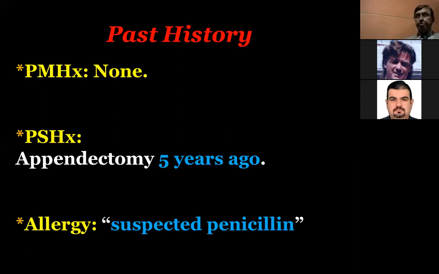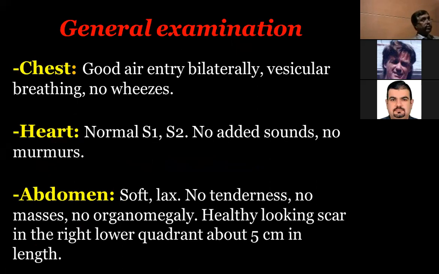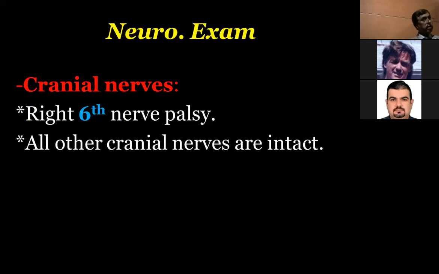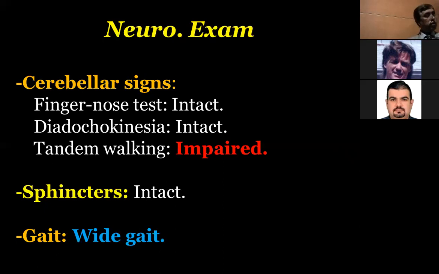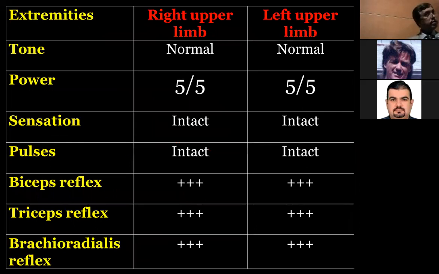Vital signs were okay, he was not feverish. General examination was normal, Glasgow Coma Scale 15 over 15. He had sentinel palsy. He was closing his right eye because when you see double vision, you try to close one eye to see one vision. So that's why he has this appearance. His facial nerve was intact. He had tandem walking impaired. He had wide gait. He had imbalance. Yet the power in his upper and lower limbs was normal, right and left.